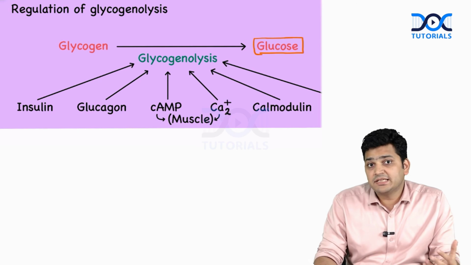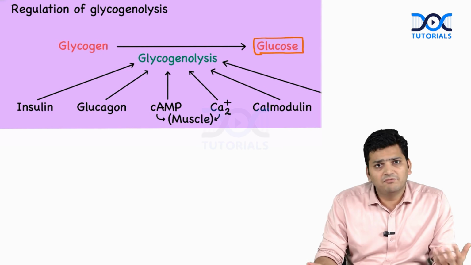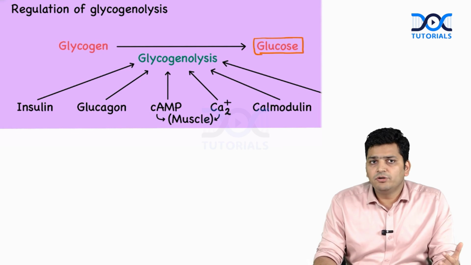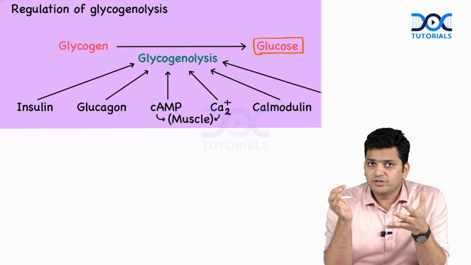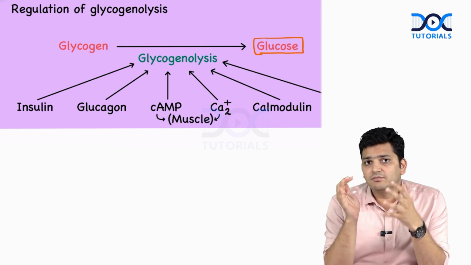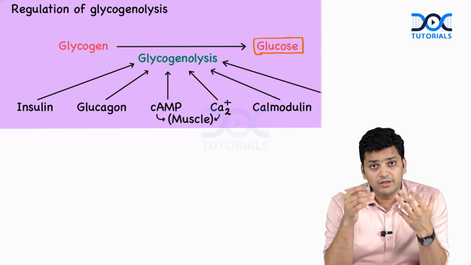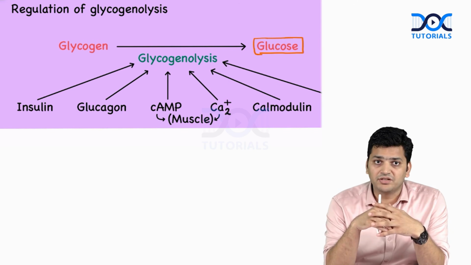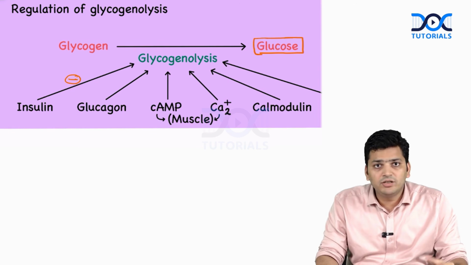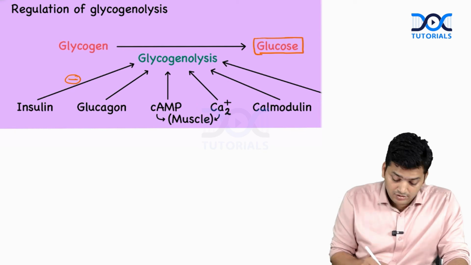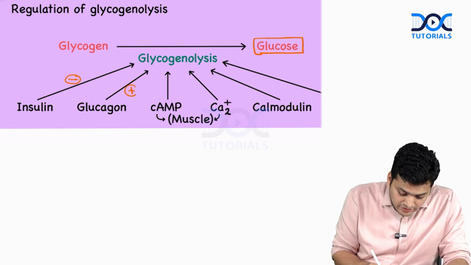So what are the various stimulators and inhibitors? First thing first, glucose is going to stimulate or inhibit. And what is going to happen with the insulin? The product is glucose. In any reaction, if the product is glucose, insulin will stimulate such a process or will inhibit such a process. Insulin is definitely going to inhibit such a process. Insulin never wants the glucose to be made. Glucagon is opposite. Yes, it is going to stimulate.